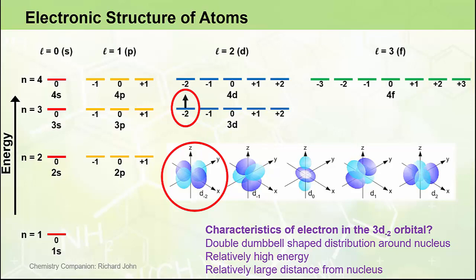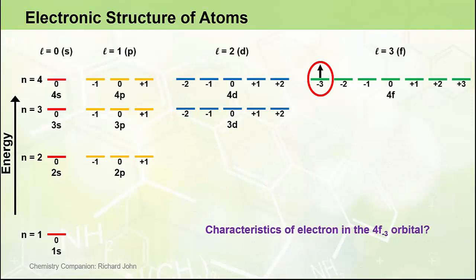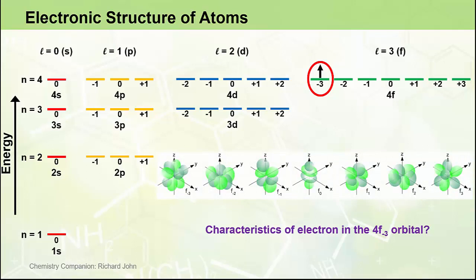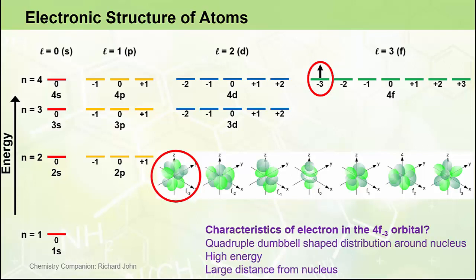Finally, if the electron happened to reside in an f orbital within an f subshell, then its distribution would take on one of these 7 orientations, and we can see that the electron happens to be sitting in the 4f-3 orbital, which again is represented on the bottom left of these 7 possible orientations. So we would say that this electron is distributed around the nucleus in a quadruple dumbbell shape oriented between each of the x, y, and z axes. The electron would be said to have high energy and would exist on average a large distance from the nucleus.